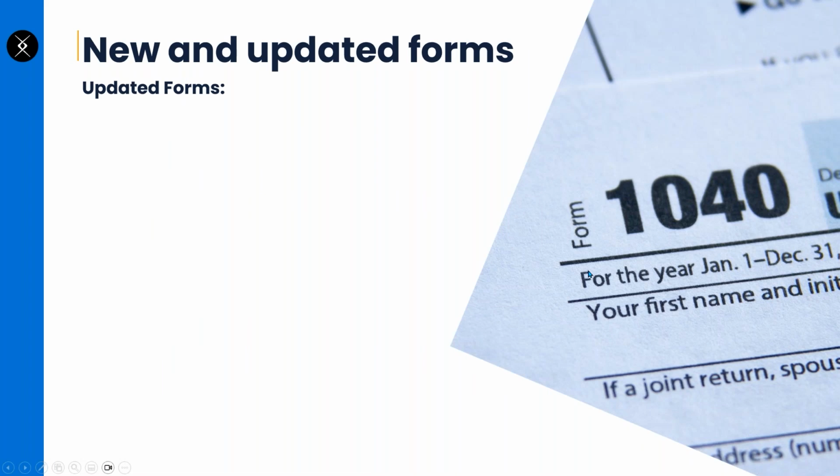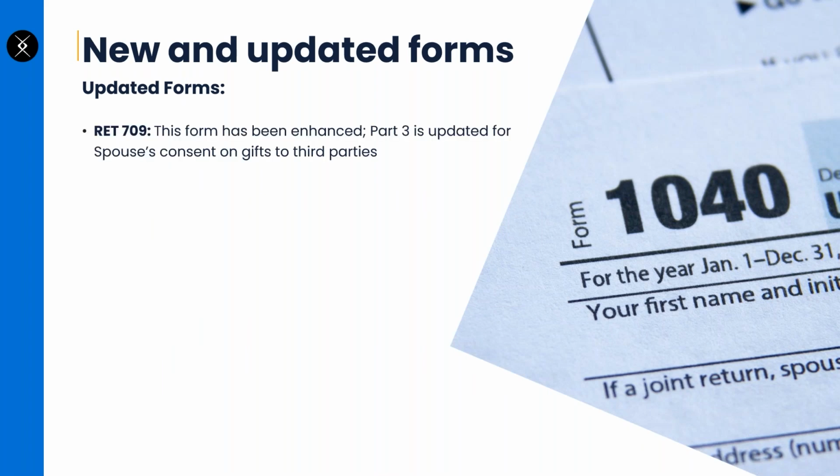Going from here, we have the topic of new forms or updated forms. What we have first are some updated items on the Form 709. It's been enhanced to have the three parts, basically saying if a spouse needs to consent on gifts to a third party. When I show that form, you're going to see there's a checkbox saying the spouse consents to the gifts being given.